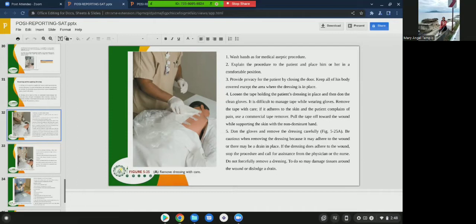Be cautious when removing the dressing because it may adhere to the wound or there may be a drain in place. If the dressing does adhere to the wound, stop the procedure and call for assistance from the physician or the nurse. Do not forcefully remove a dressing. To do so may damage tissues around the wound or dislodge a drain.